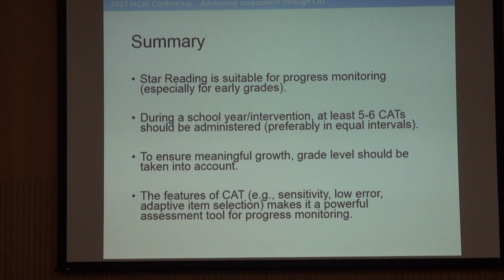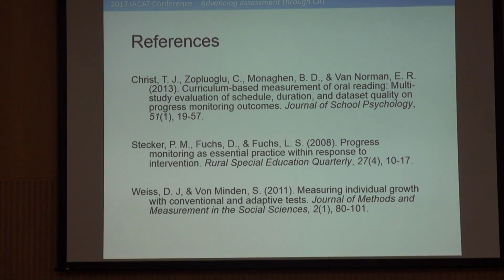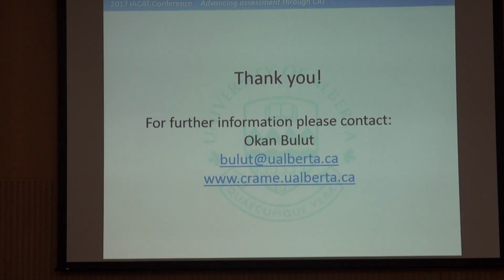The features of CAT, like sensitivity, low error, low CSEM, and adaptive item selection, make it a really powerful assessment tool for progress monitoring, because we really want to detect even a little increase or decrease in learning. A typical paper-pencil test is not good enough for this purpose. In this case, Star Reading is a good operational example showing us that the CAT can be used for formative assessments and measuring student progress over time. These are my references, and if there are any questions, I can take them. Thank you so much.